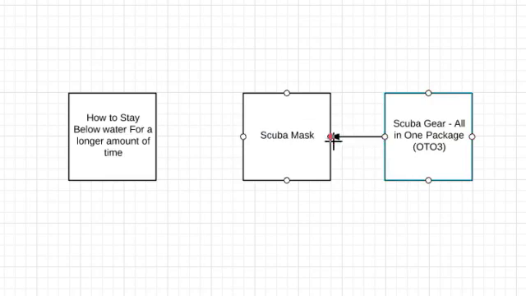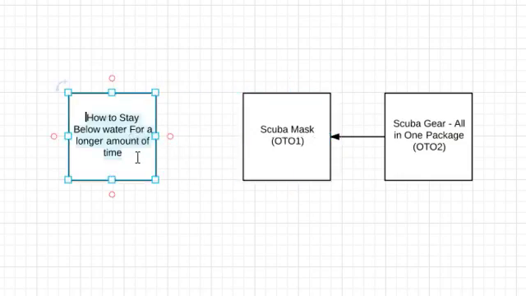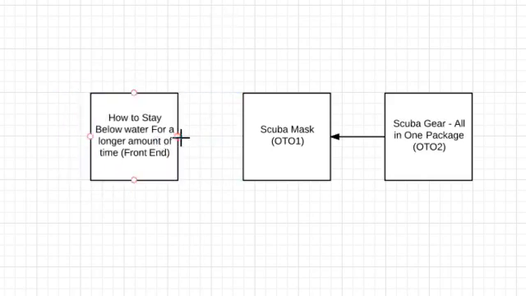So let's go here. And for simplicity, let's do OTO2 since it's a product. So we'll do this as OTO1 and then maybe a front end offer. So this could be a lead magnet, it could be a front end offer. But let's say, for example, we want to make a course to show people how to stay below water for a longer amount of time, or whatever unique selling proposition that fulfills this or essentially solves somebody's problem, right?